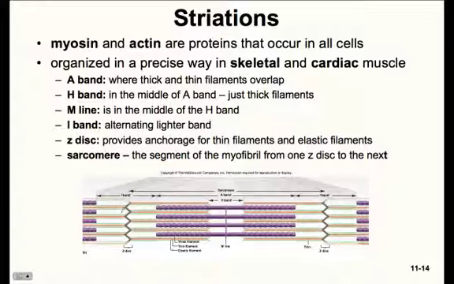Now remember, the I band encompasses two different sarcomeres. However, the A band is in the middle of the sarcomere. Down the center, we have an M line or a middle line. Right in the middle of the A band, we'll see a slightly lighter region. It's still quite dark because of the thick bands of myosin, but this is called the H band, where it's just slightly lighter, right in the middle of the A band.